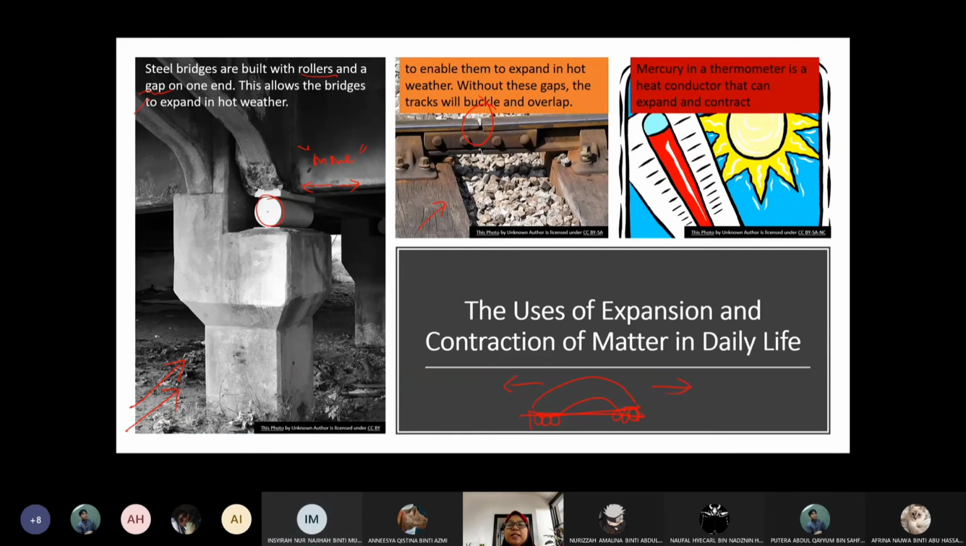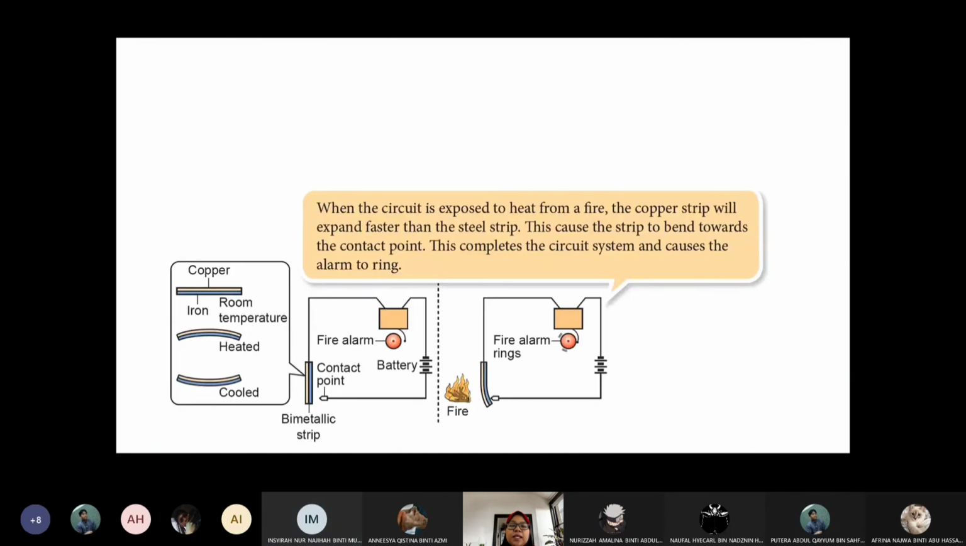And finally, this is another example. This is a thermometer. What do we put in the thermometer? We use mercury. Why do we use mercury? Because mercury is a heat conductor, so it can expand and contract.